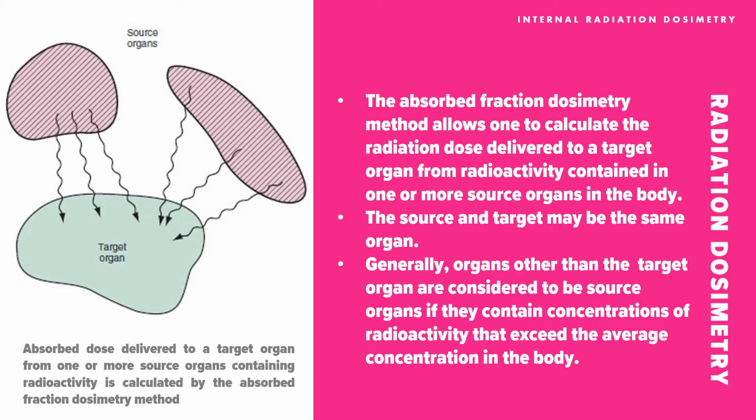And of course, why you need to understand this one, because another factor that you need to understand is that we want to make sure we don't overdose our patient. You want to ensure that the target organ receives enough radiation energy from the source organ. Because if you have too high a concentration of radioactivity that exceeds the average concentration in the body, it can cause fatality to the patient. So this needs to be done carefully.